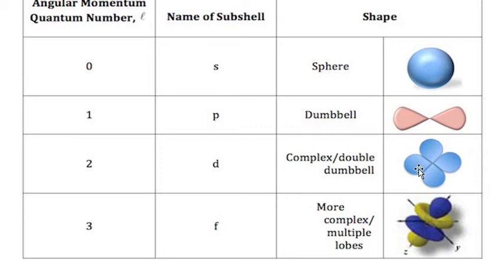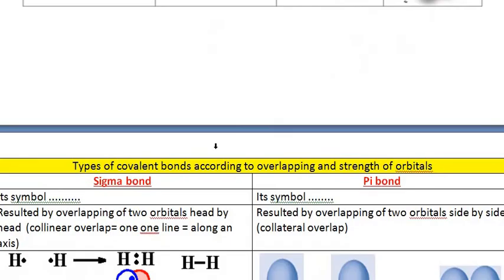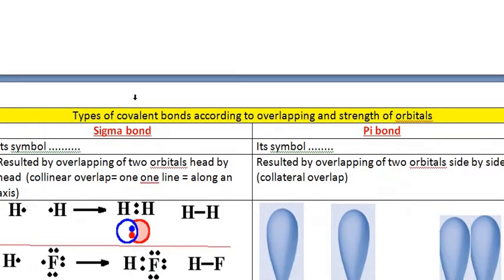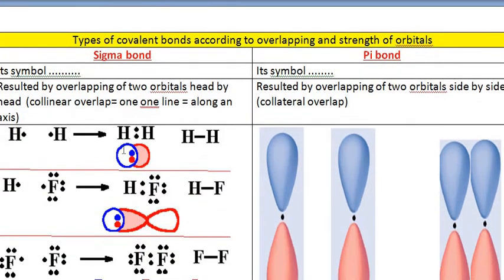This is the D sublevel, which has five orbitals, complex in shape, and the F sublevel contains seven orbitals. Each of them is complex in shape. For a bond to form between two atoms, covalent bond, the overlap may occur between S and S orbitals of two atoms like hydrogen. Each hydrogen atom contains one electron in the 1s orbital.